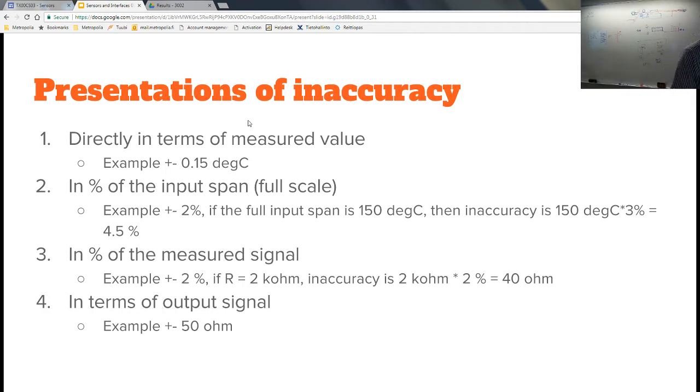or percentage of the measured signal, or absolute error on the measured signal, or in terms of the input signal, the output signal. Okay, so different kinds. So it's quite hard to make actually a good comparison between two sensors if they do the same thing but are from a different manufacturer.